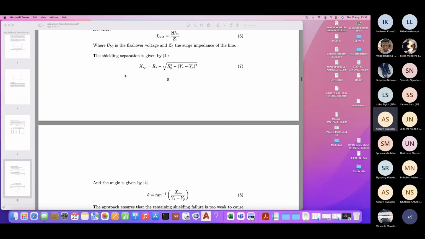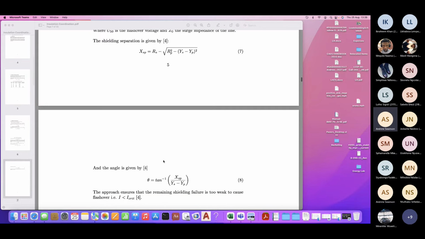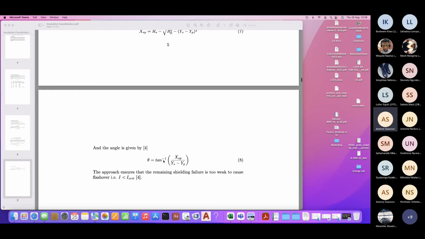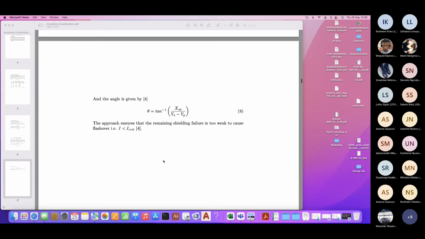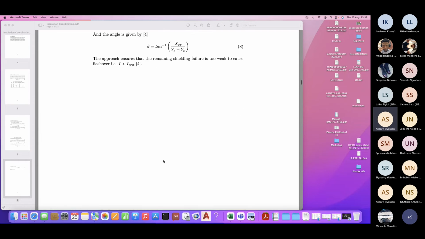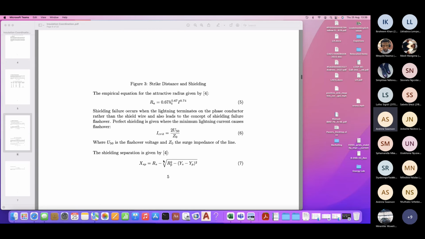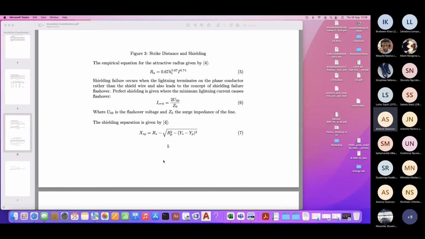Right, the rest of the equations are just geometrical equations. So I'd go through the video notes to make sure you know how to apply them. Right, so perfect shielding is where we design it such that any strike that hits the line, the phase, does not cause flashover.